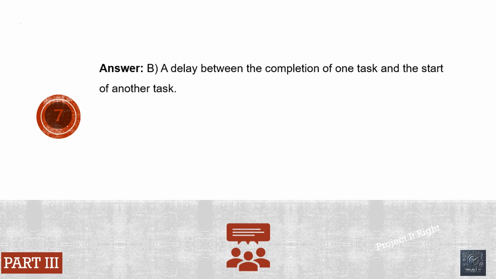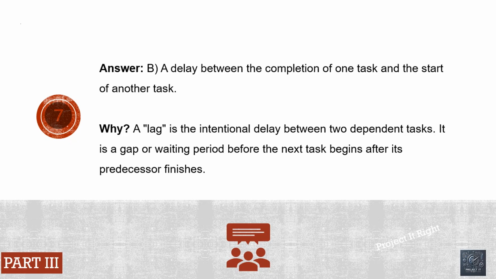The correct answer is B, a delay between the completion of one task and the start of another task. A lag is the intentional delay between two dependent tasks. It is a gap or waiting period before the next task begins after its predecessor finishes.